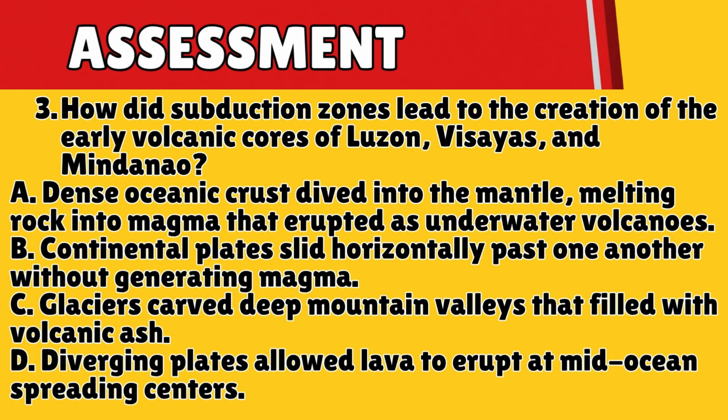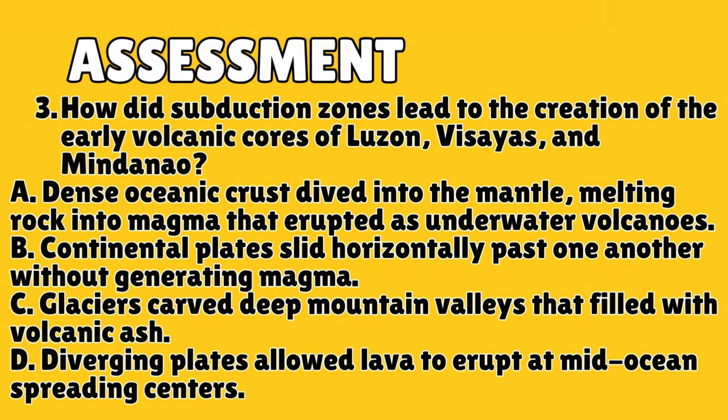Number 3. How did subduction zones lead to the creation of early volcanic cores of Luzon, Visayas, and Mindanao? A. Dense oceanic crust dive into the mantle, melting rock into magma that erupted as underwater volcanoes. B. Continental plates slid horizontally past one another without generating magma. C. Glaciers carved deep mountain valleys that filled with volcanic ash. Or D. Diverging plates allowed lava to erupt at mid-ocean spreading centers.